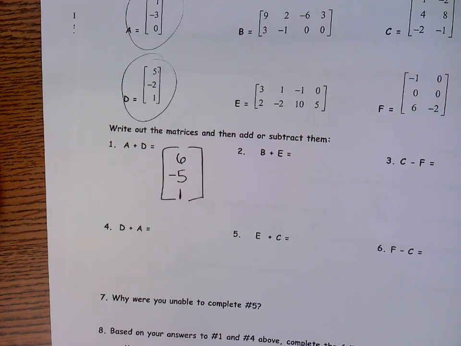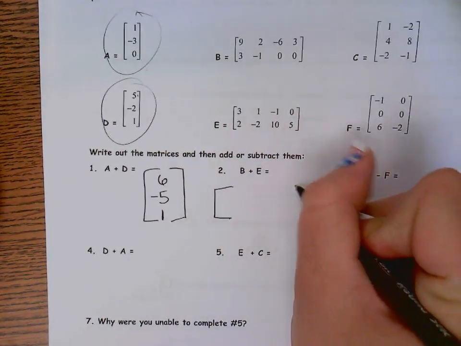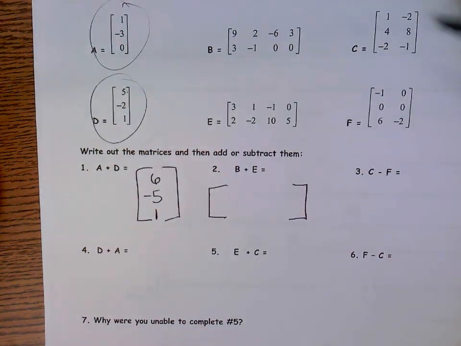All right. And B and E you're going to add together. It's going to be the same shape that you started with, and you're just going to add the like positions together. And then you're going to take C and subtract F.